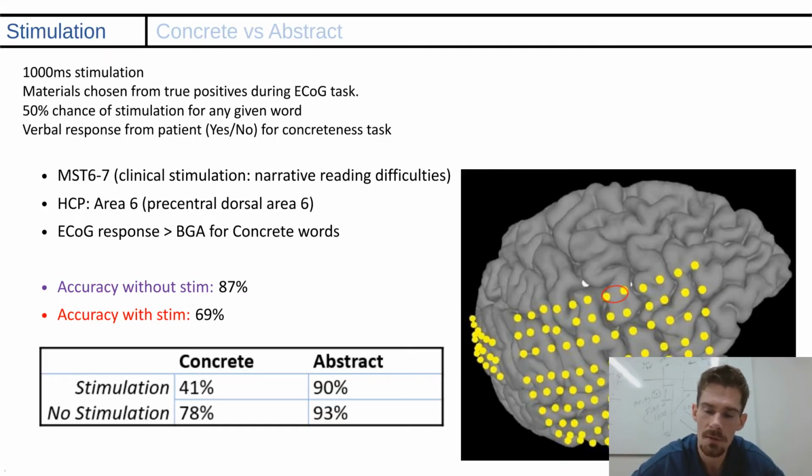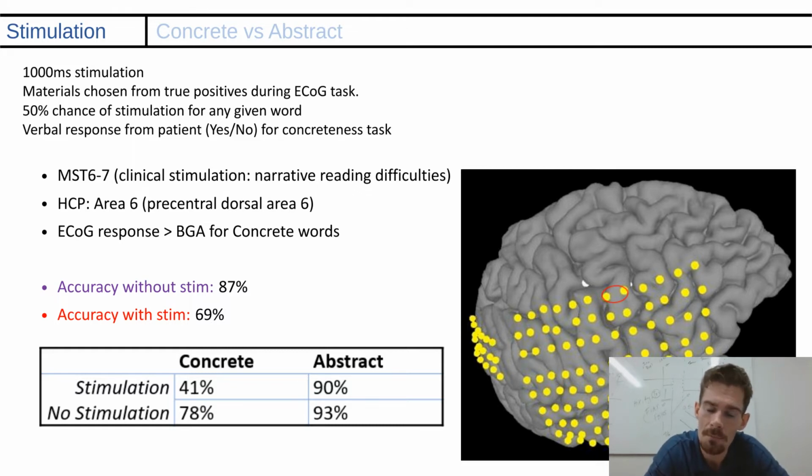Moving beyond this, we also have conducted a number of stimulation sessions in which we took the true positives during the ECOG task, and a few days later we came back to the AMU and we asked the patients to do the task again, and we stimulated during 50% of the trials to see if this causally disrupted the patient's performance. So for this particular site, this patient had right-sided coverage. There was electrode MST 6 and 7, which during clinical stimulation showed narrative reading difficulties. And the ECOG response for this site also showed greater BGA for concrete words.